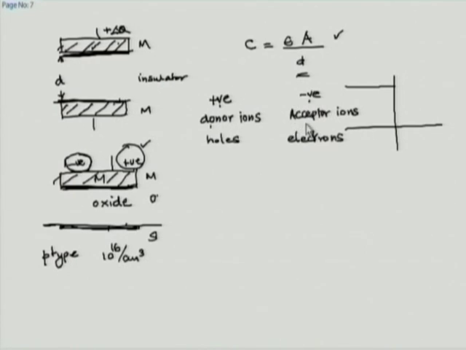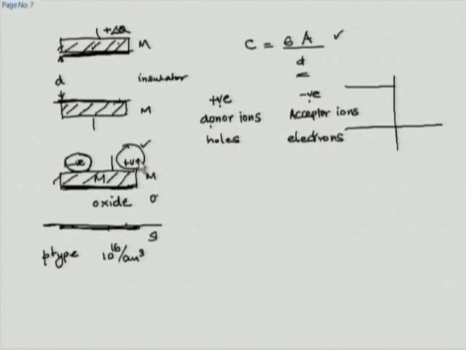Acceptor ions are negative and electrons are negative. But we already know that the number of electrons in a p-type semiconductor is pitifully small, an extremely small number of electrons exist in this. So, no considerable amount of charge can be provided by electrons. If you need negative charge, the only way is to have acceptor ions there which will provide the charge.